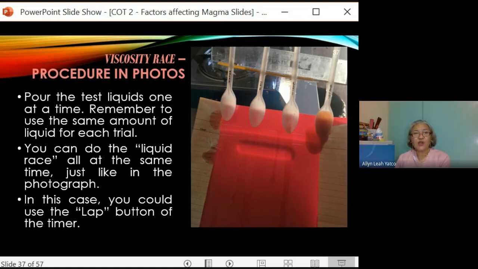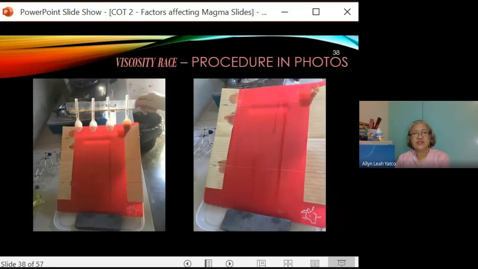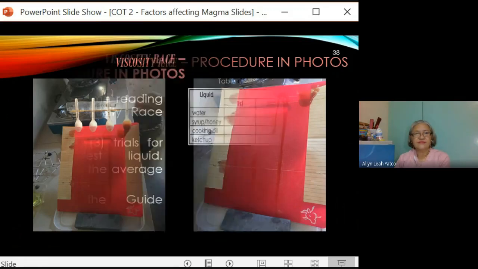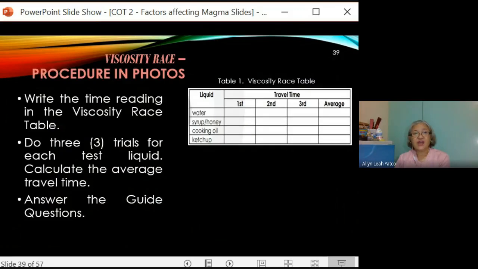In this case, you could use the lap button in your timer. These are other photographs of the viscosity race. The one on the right side shows us when almost all of the liquids have already touched the finish line. Now we will write the time readings in the viscosity race table. We will do three trials for each test liquid and then calculate the average travel time.